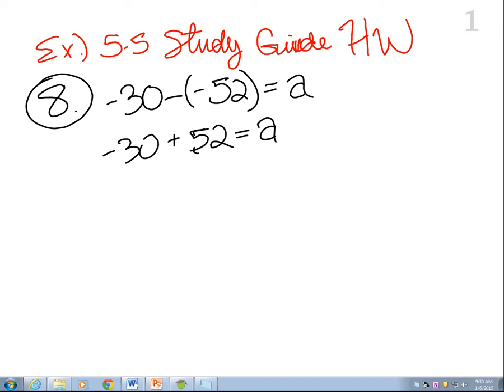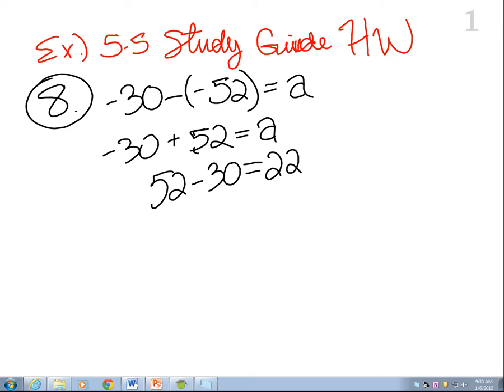So I'm starting at negative 30. Am I going to be crossing the 0? Let's go back from 2 days ago. I'm going to subtract the smallest number from the biggest number and keep the sign of the number with the biggest absolute value. So I'm going to look at it like this. I have 52 minus 30, which is what? 22.